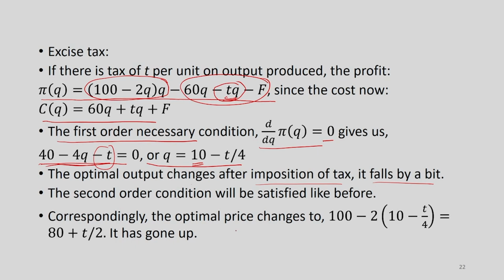Correspondingly, the optimal price also changes, right. So, I put the optimal quantity in the inverse demand function. So, 100 minus 2 multiplied by the quantity. So, you get 80 plus t divided by 2. So, the price actually has gone up due to the tax. Earlier it was 80, now it is 80 plus t divided by 2.